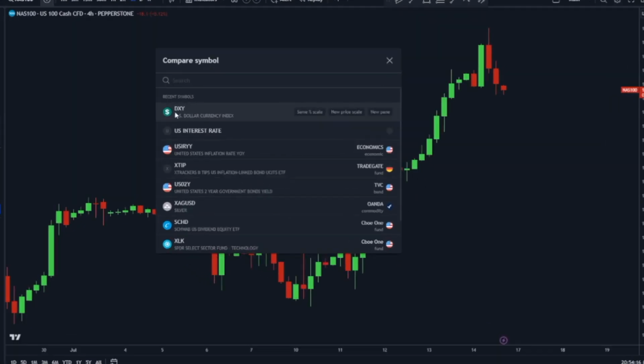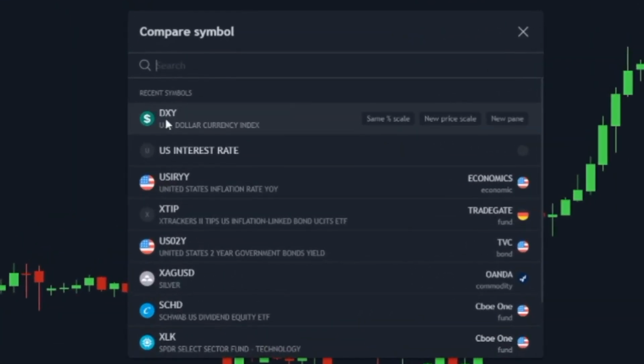So if we take a look at this, we're hovering over DXY. This is the US dollar currency index. Now, feel free to search whatever you'd like when you're playing around with this on your own. But for example, let's take a look at the dollar and we'll cross it against the NASDAQ to see if there's any significant moves there. Now, when you hover over this, you'll see that you have a couple different options. You can select the same percentage scale, the new price scale, or a new pane entirely. And I'll show you what each of these options does.